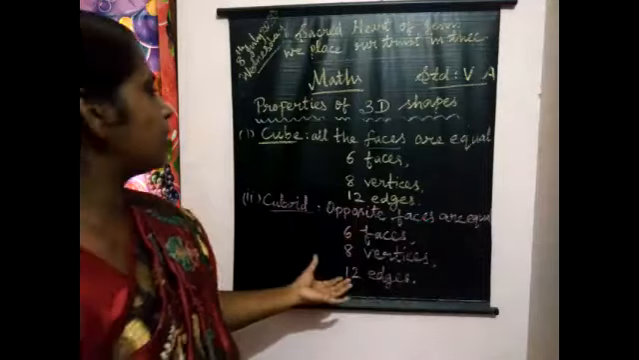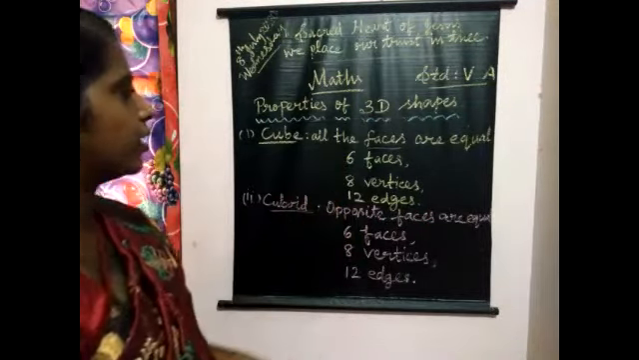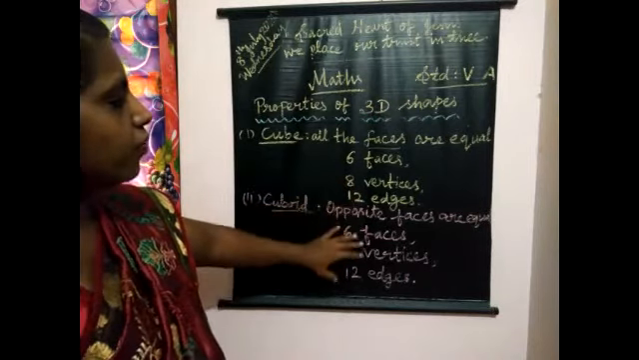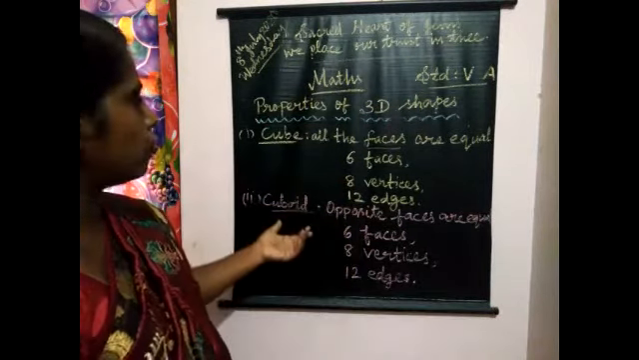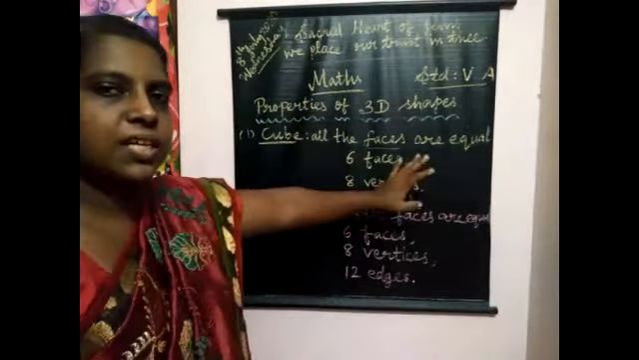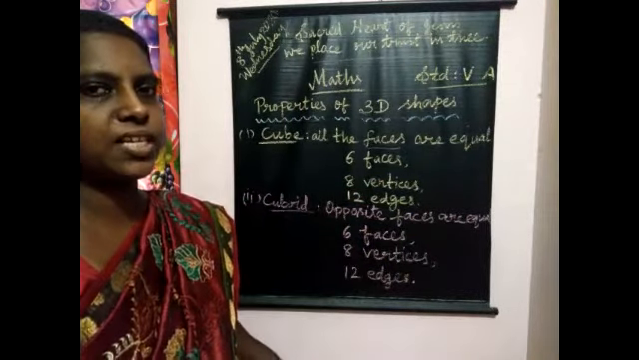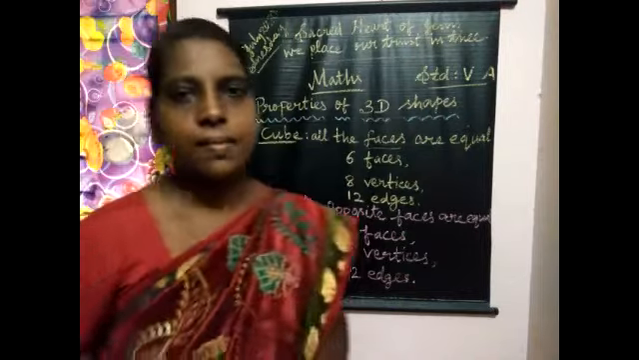Now, what are the similarities between cube and cuboid? Can you tell me? 6 faces, 8 vertices and 12 edges. What is the difference between cube and cuboid? In a cube, all the faces are equal. But in a cuboid, only opposite faces are equal. Are you able to understand, students? Yes.